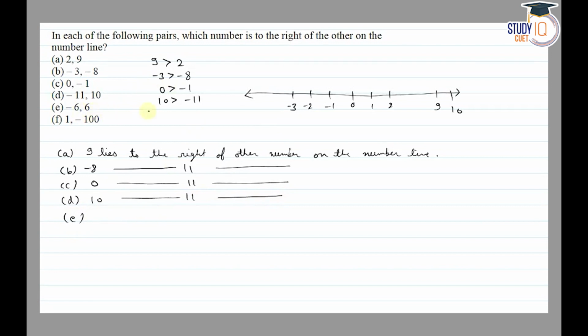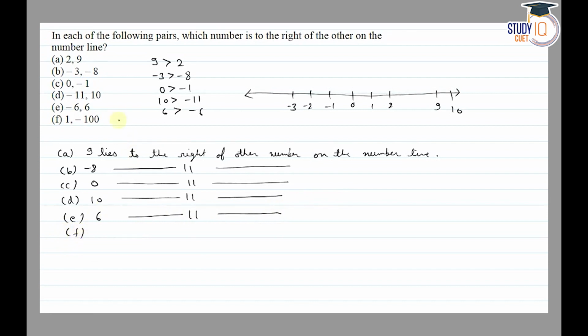-6 and 6. A positive integer is obviously greater than a negative integer, so 6 is greater than -6. So 6 will lie on the right hand side on the number line and -6 on the left side of 0. So the integer 6 is to the right of -6. The answer will be 6 lies to the right of the other number on the number line.